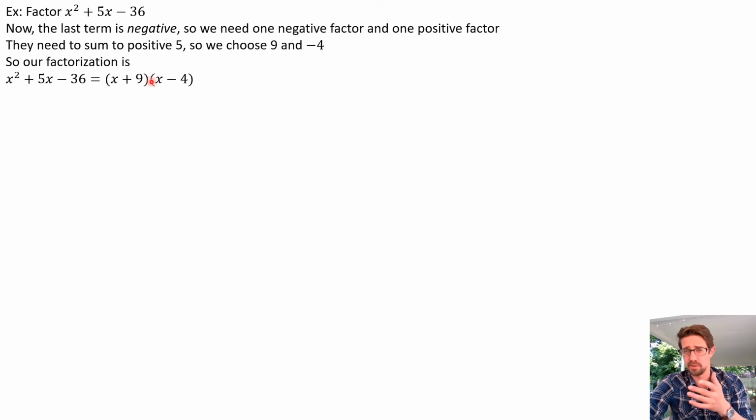And then go ahead, FOIL it, whether you do it on your paper, in your head, whatever. It's x squared minus 4x plus 9x. And minus 4 plus 9 is positive 5. All right? And then minus 4 times positive 9 is negative 36.